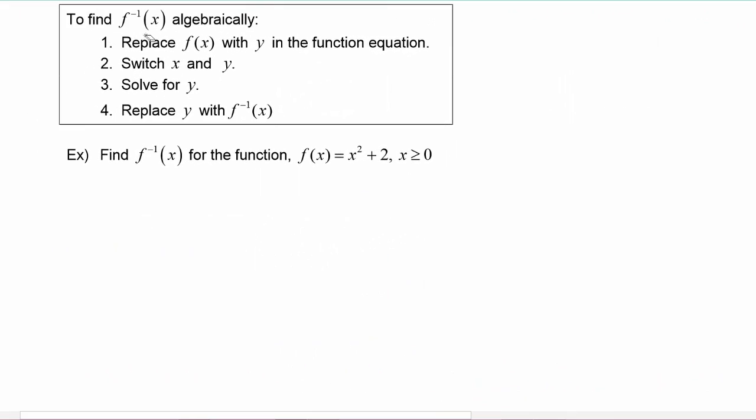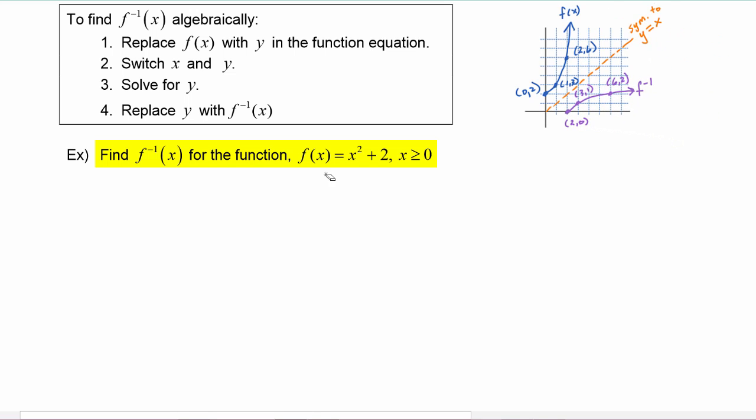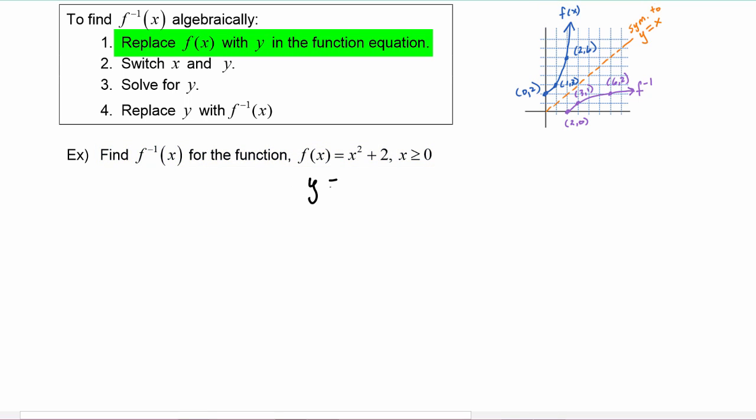To find f inverse of x algebraically, we start with the function equation and we replace the f of x with letter y. So let's look at this example. We have to find f inverse of x for the function that we had in the previous graph. f of x is equal to x squared plus 2, with x being greater than or equal to 0. So f of x is y equals x squared plus 2. So we've done that first step.